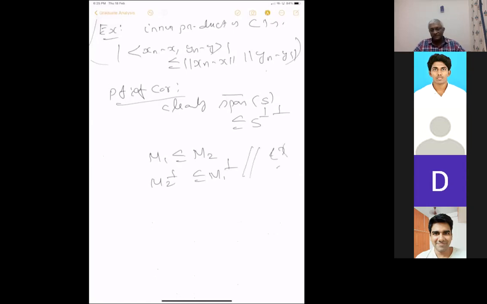So we can take S contained in span S closure and then apply perpendicular twice and use this equation to get it. Yeah, I'm sure you will get it from this. Okay, I will end.